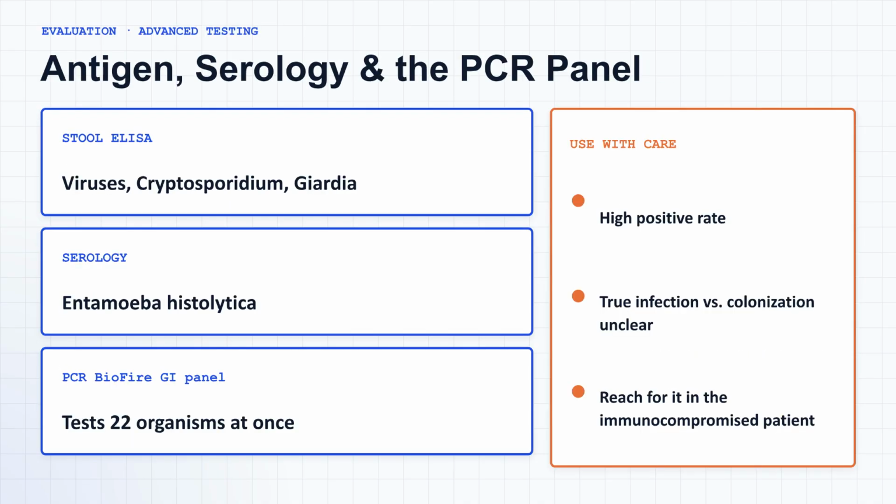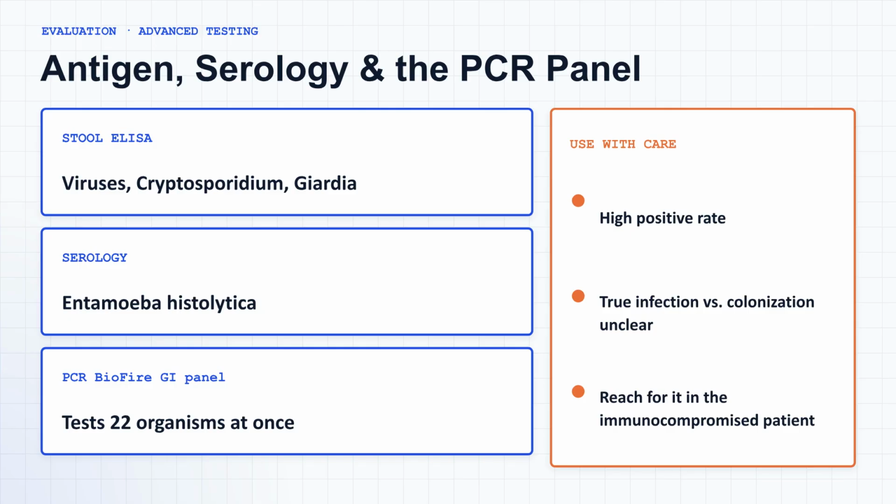2 more tiers. Stool antigen tests by enzyme-linked immunosorbent assay can find viruses, Cryptosporidium and Giardia. Serology is how you chase Entamoeba histolytica. Then there is the multiplex polymerase chain reaction panel. The BioFire gastrointestinal panel tests for 22 organisms at once and turns around fast.